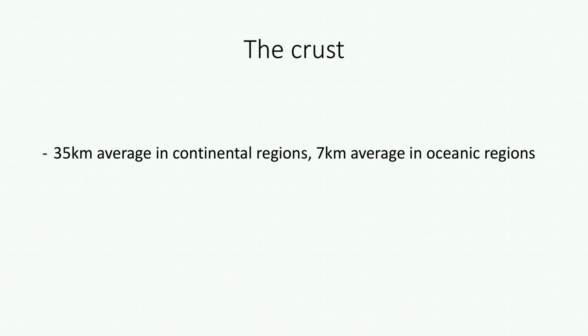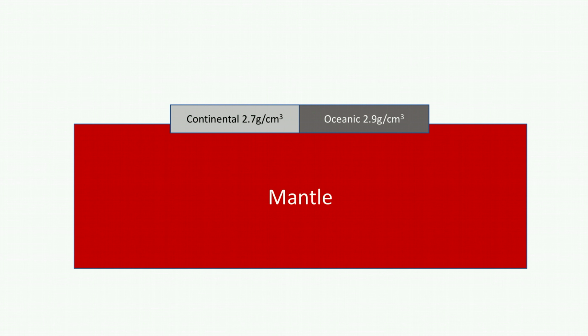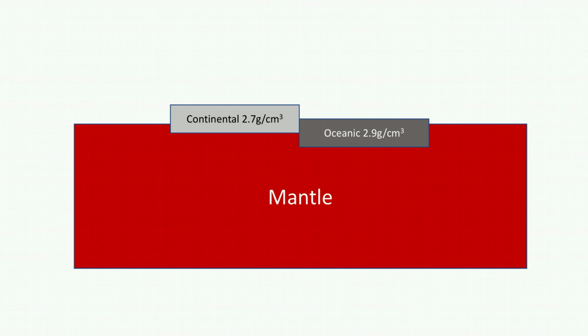So let's take a look at each individual layer, starting with the crust. The crust is on average 35 kilometers, but obviously varies depending on whether the area is mountainous, etc. And it's only 7 kilometers on average in oceanic regions. It's thinner in the oceanic regions because you have your crust floating on the mantle, and obviously the more dense bit of crust is going to want to sink in further into the mantle.